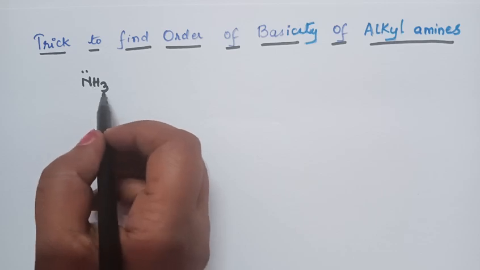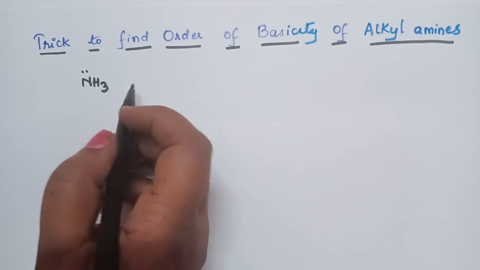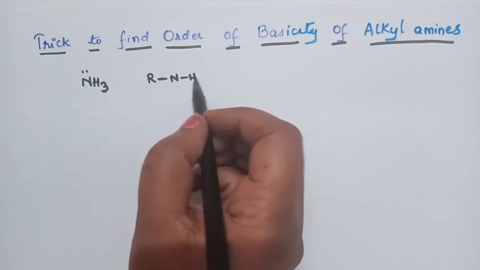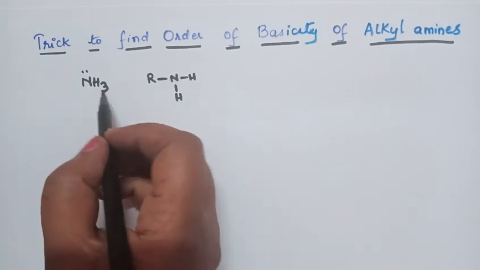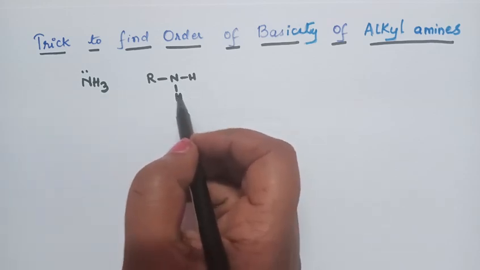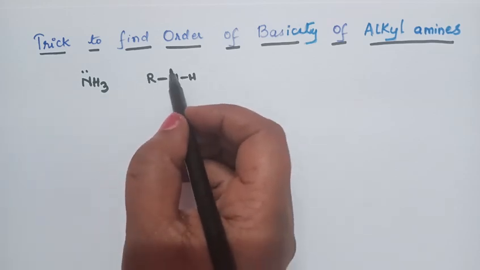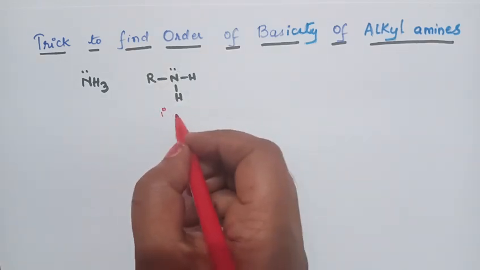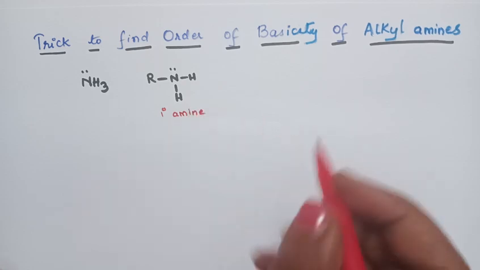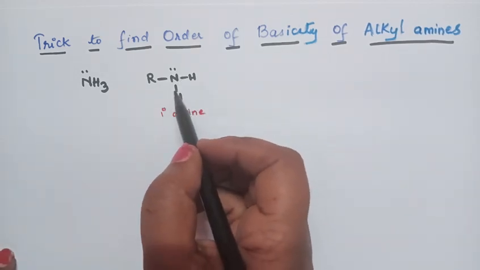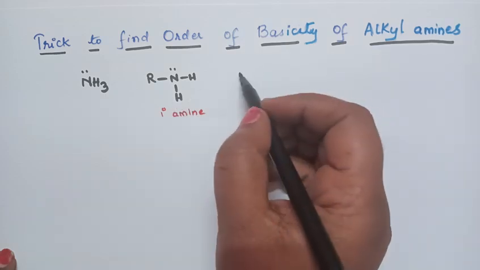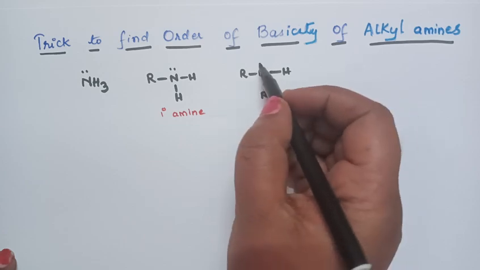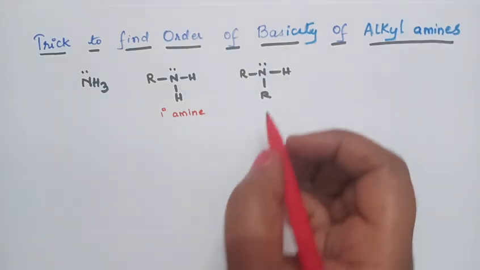So out of these 3 hydrogens, if I replace one hydrogen with an R group, we get R, N, hydrogen and hydrogen. Out of 3 hydrogens, 2 I have written and 1 hydrogen is replaced with R group, and there is one lone pair of electrons. So now this is called a primary amine. In the same way, if I replace one more hydrogen with an R group, we get R, N, H, R, with a lone pair of electrons. This is called a secondary amine.